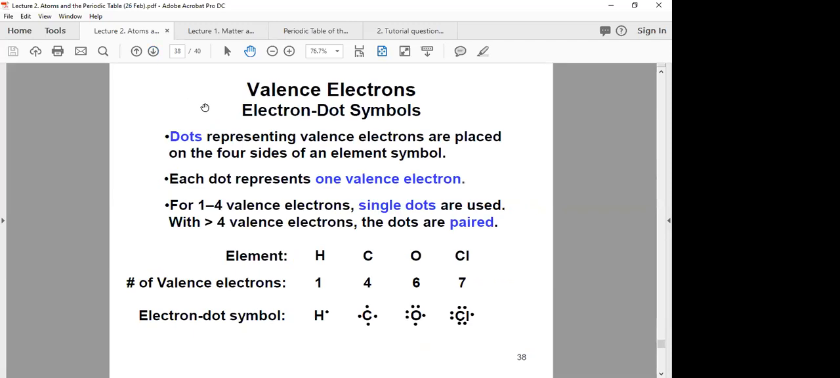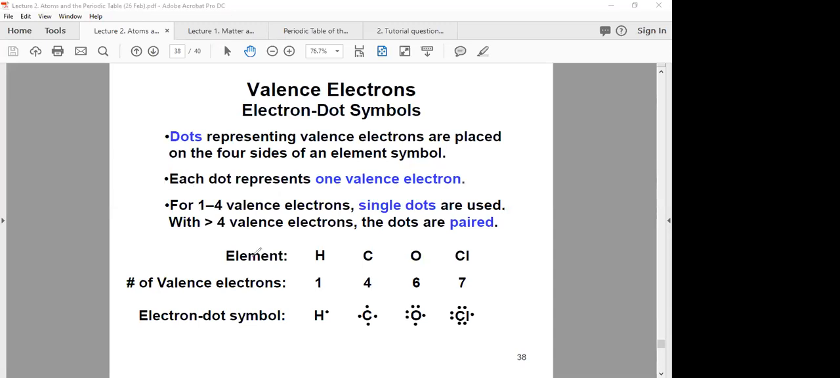Okay, something else that you need to be able to do is to draw an electron dot symbol. Very simple. If you know how to work out the number of valence electrons for a given element, then it's very simple to draw an electron dot symbol. So dots representing valence electrons are placed on the 4 sides of an element symbol. Each dot represents 1 valence electron. And let's look at some examples.